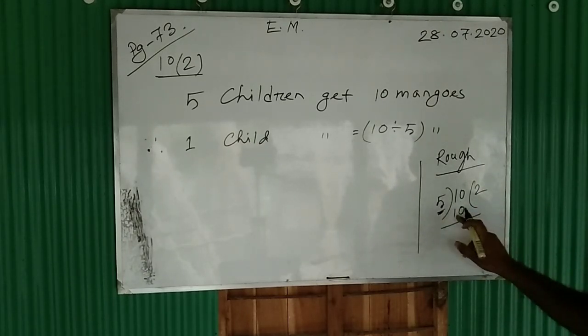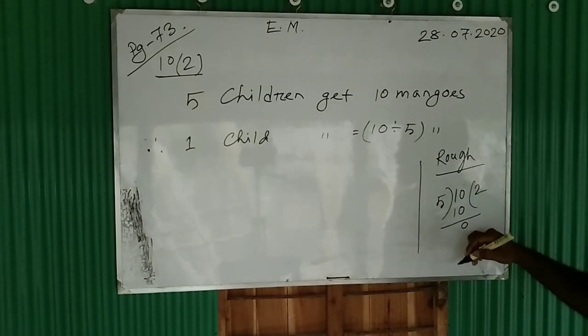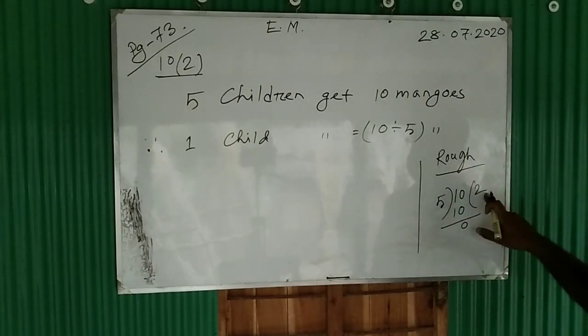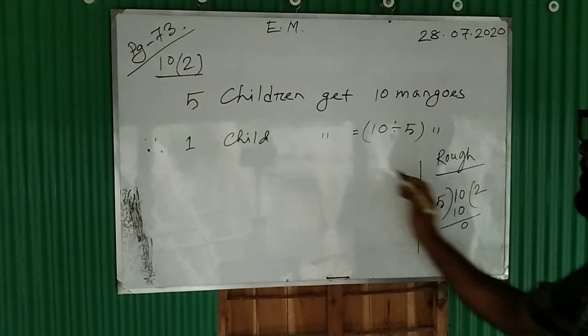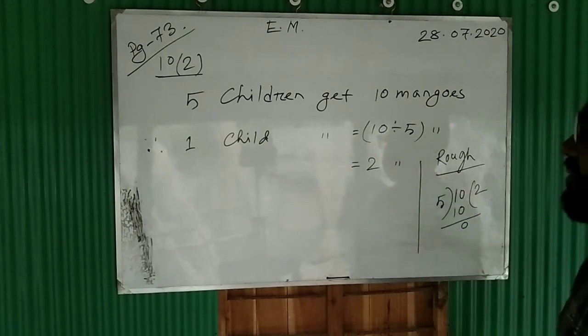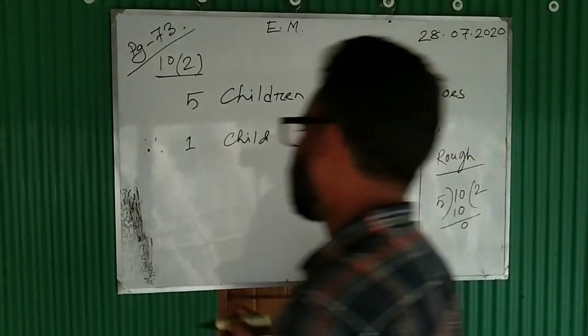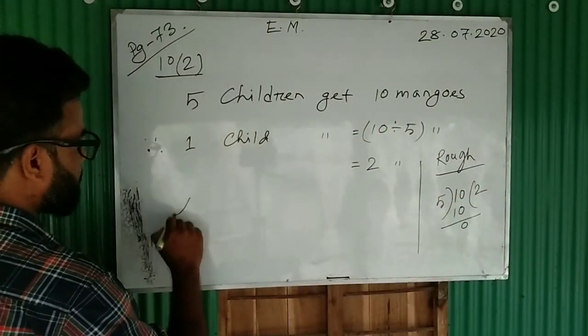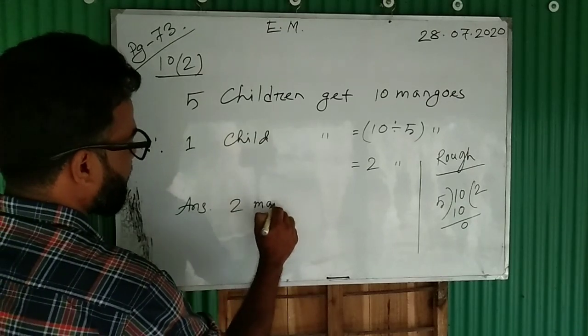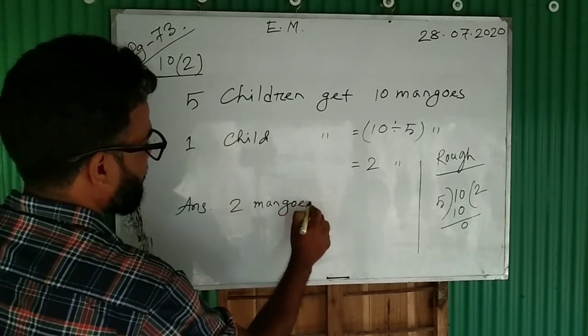Then we subtract 10 from 10. We get 0. Nothing is left, so give a cross sign here. Now, finally we get the result, quotient is 2. So write down 2 mangoes. Now write down the answer: 2 mangoes.